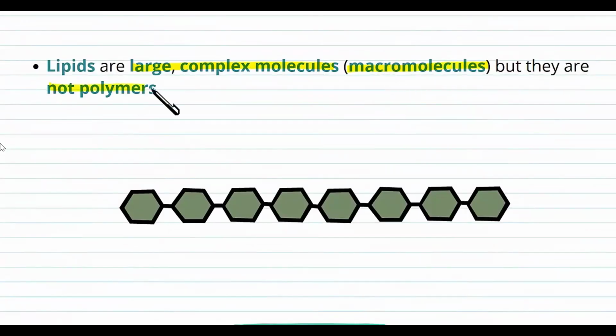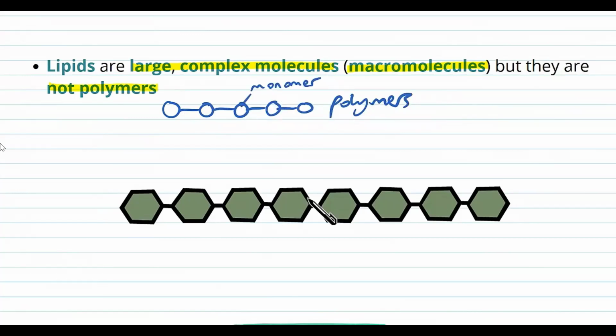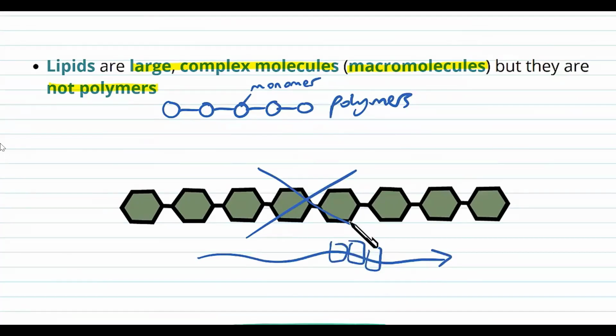not polymers. So when we talk about polysaccharides, or proteins, and nucleic acids, we tend to say that they're polymers made up of multiple units known as monomers. But in this case, for lipids, they're not polymers because each of the units is not a monomer. It's simply a long complex molecule, but it doesn't have individual units you can break it down into.